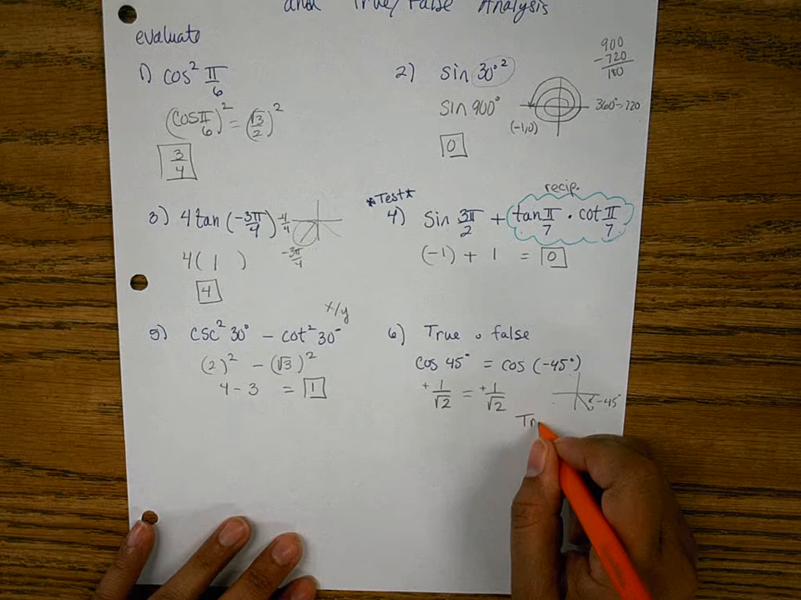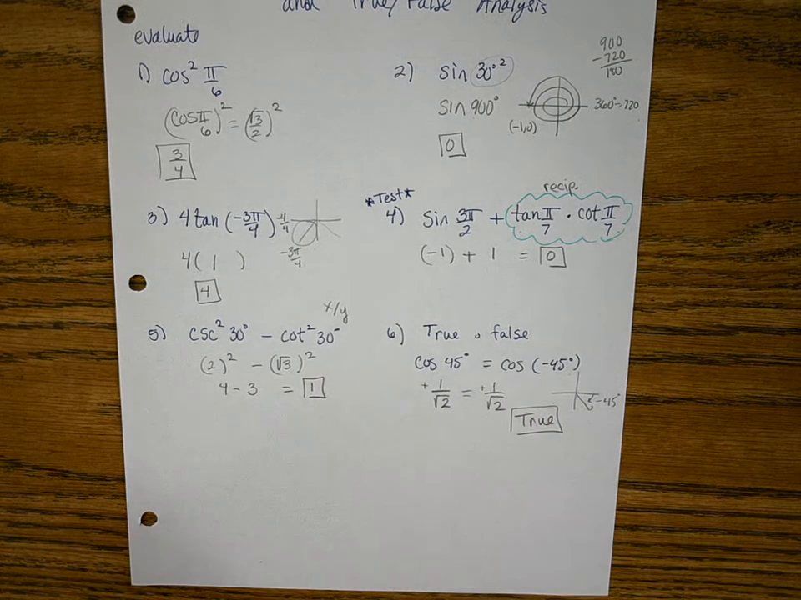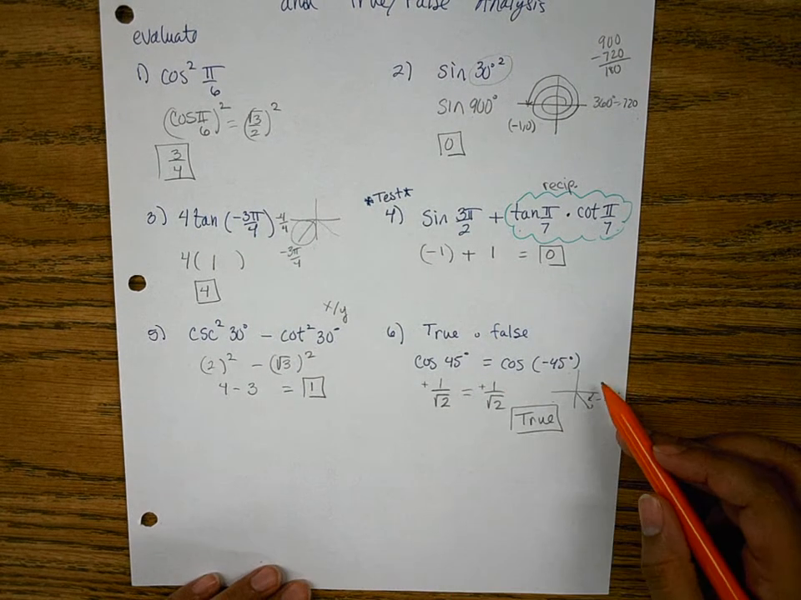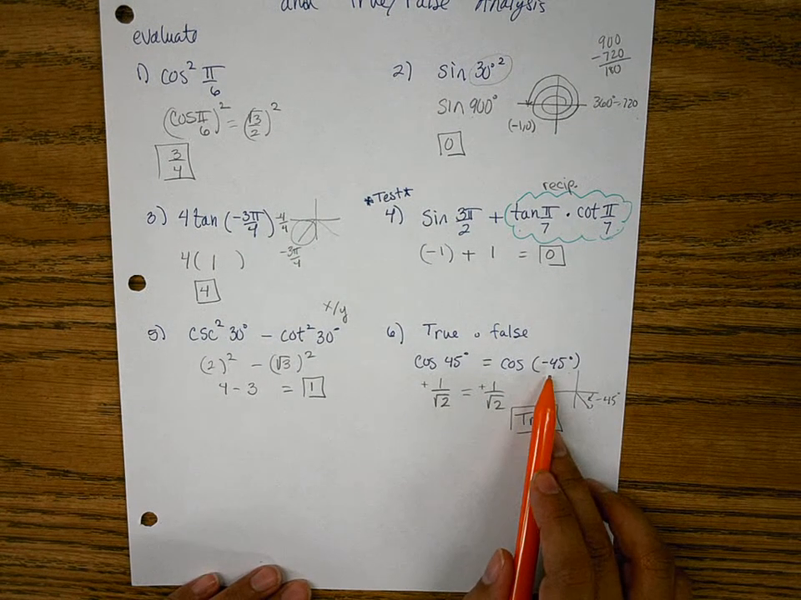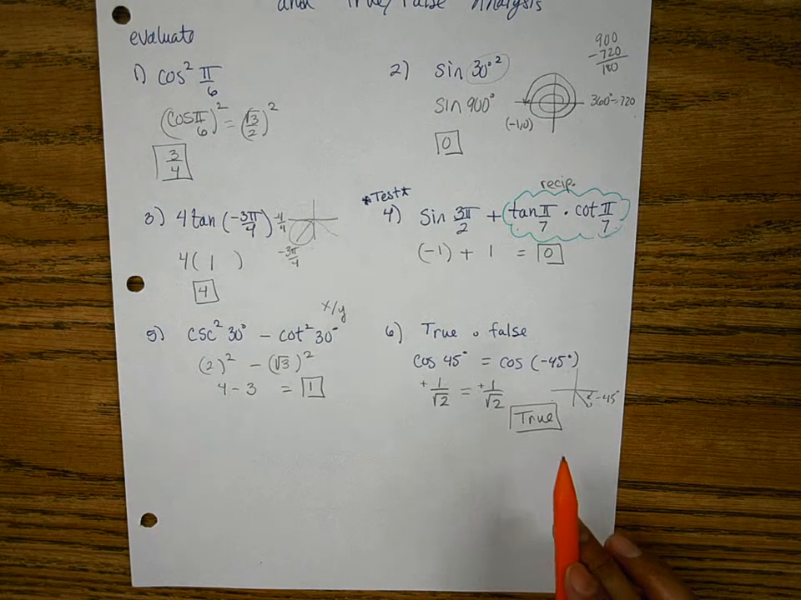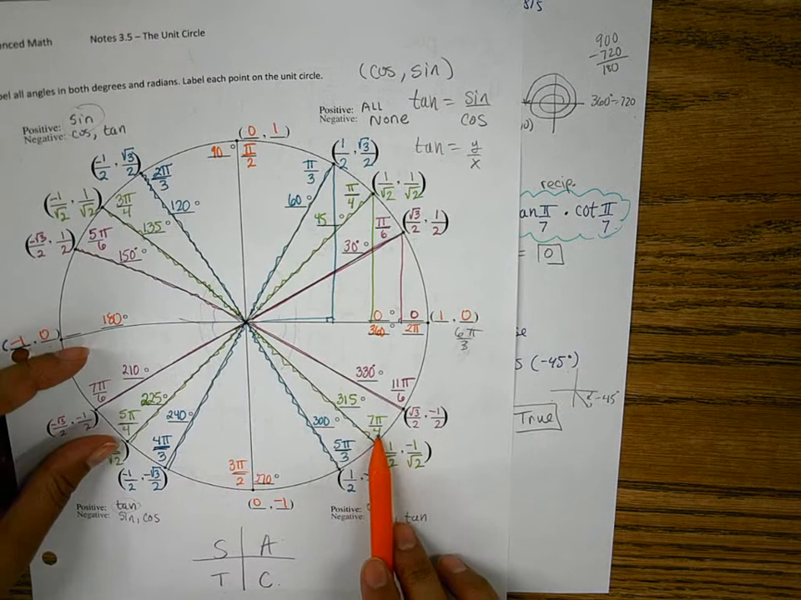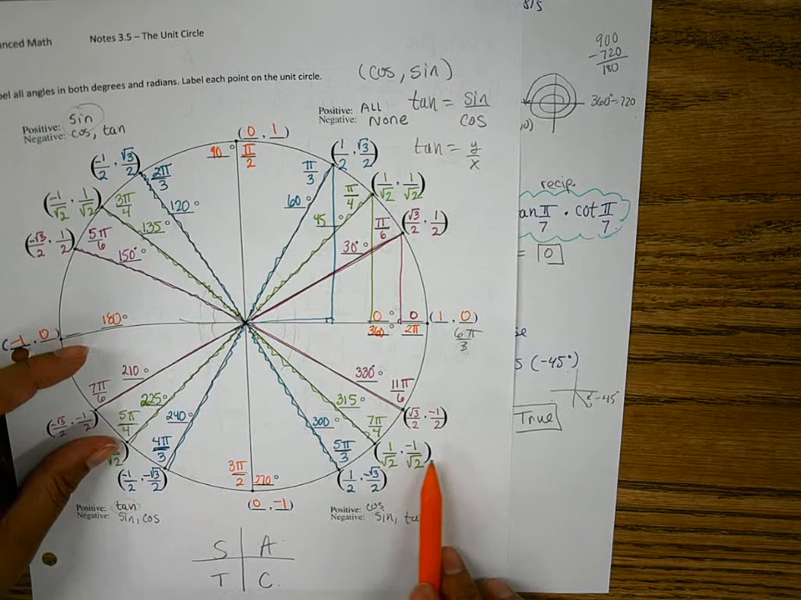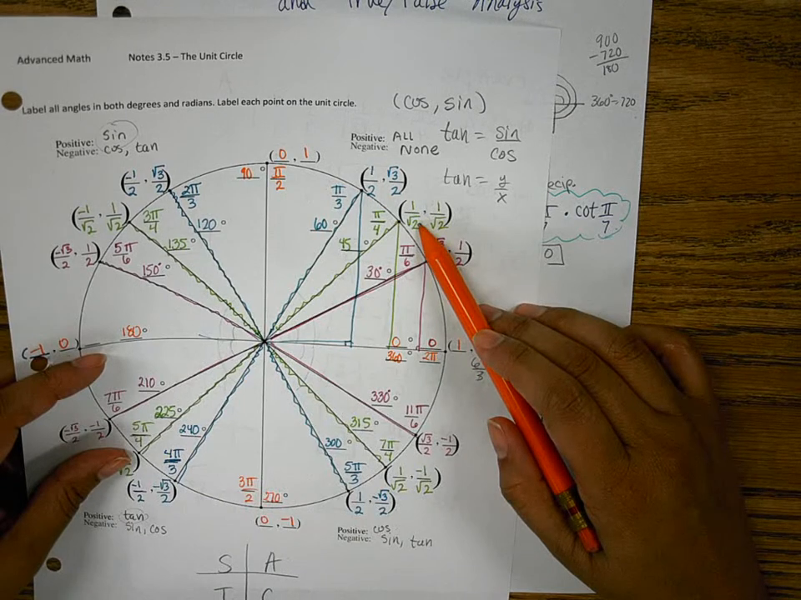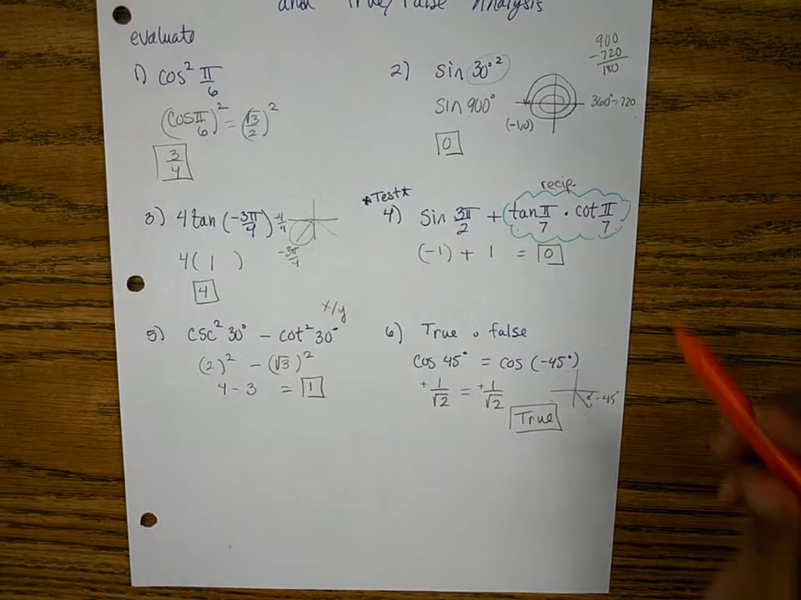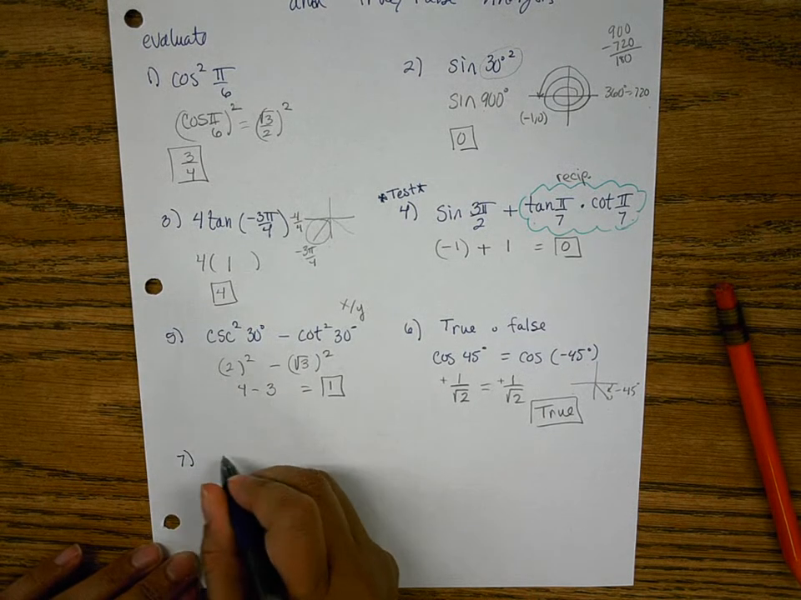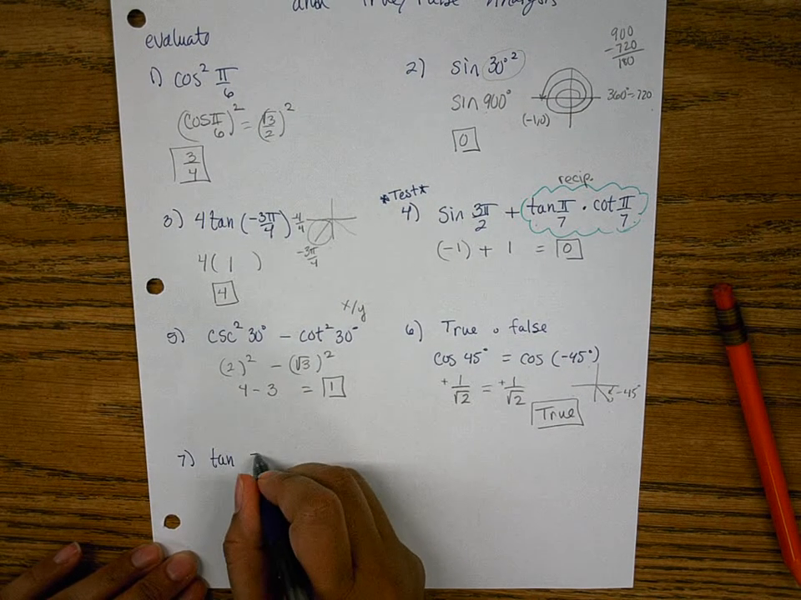You don't have to put those plus signs there. They both come out to be positive, which means they are equal to each other, so it is true. Why? Because cosine of 45, that's quadrant 1, is equivalent to cosine of negative 45 in quadrant 4 because cosine is still positive. You can look at your unit circle. Here's negative 45 right here, and cosine is 1 over root 2. Here it is in the positive, it's 1 over root 2. They come out to be the same. Okay, number 7.